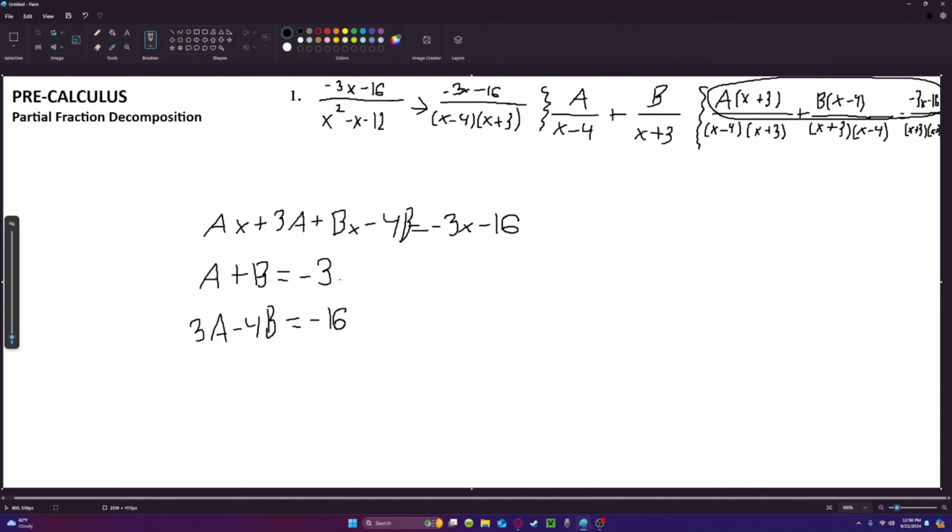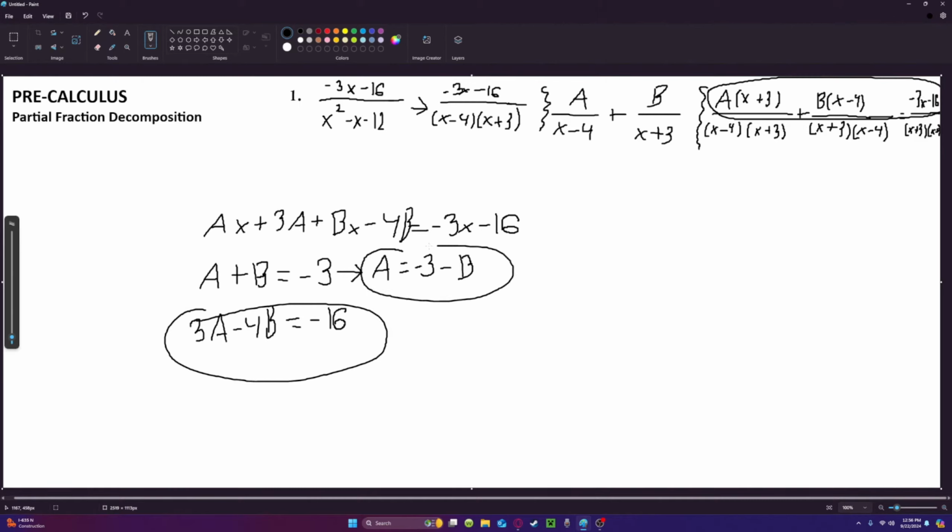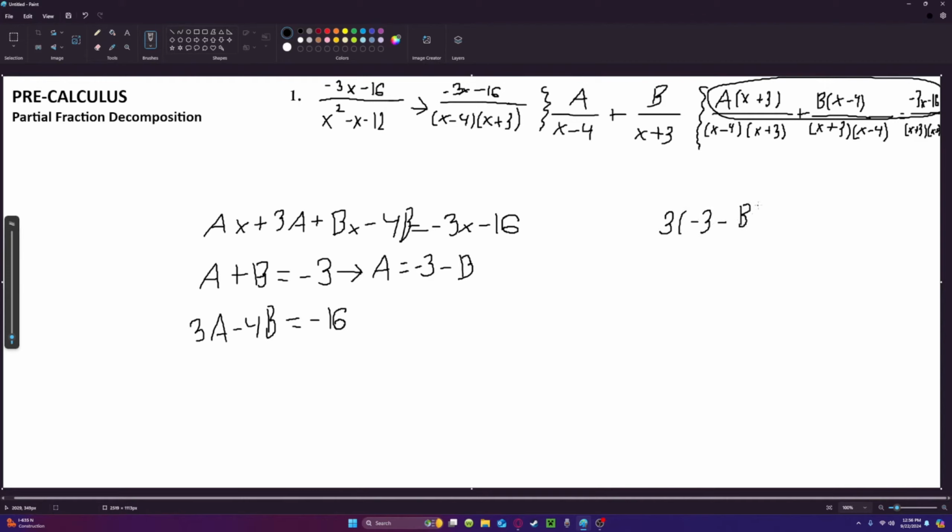And for most of these problems that I've encountered, I've just used substitution for these systems of equations, and it's worked. So, like this, a equals negative 3 minus b. So then we can substitute it to this equation. We can substitute this to here. So let's do that. We have then 3 times negative 3 minus b minus 4b equals negative 16.